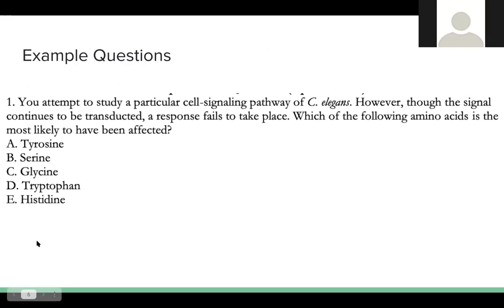Is it A? You're on the right track. No, because it gets transduced, right? Wait, what is a response? Damn it. Yeah, no, I don't know.